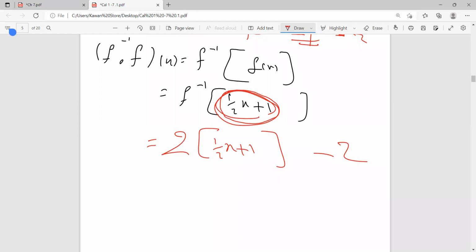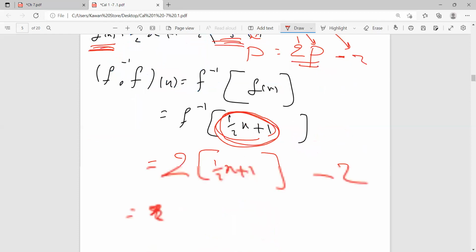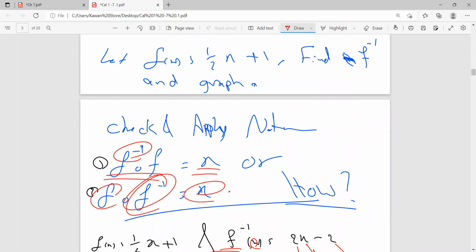Question? No question. Okay, now we multiply: 2 by 2 is equal to 1x, plus 2 minus 2. So I got x, which means this function is the inverse of that one, and that function is the inverse of that one. So we have the note: if we apply this function with its inverse, it will be x, or that function with its inverse, it will be x. That's how we check the inverse. Understood?